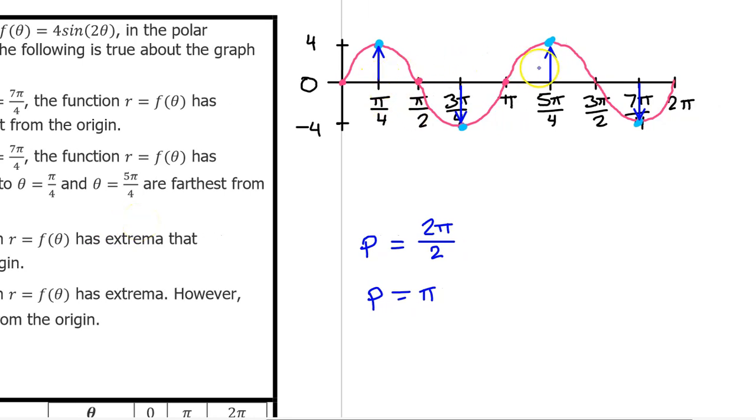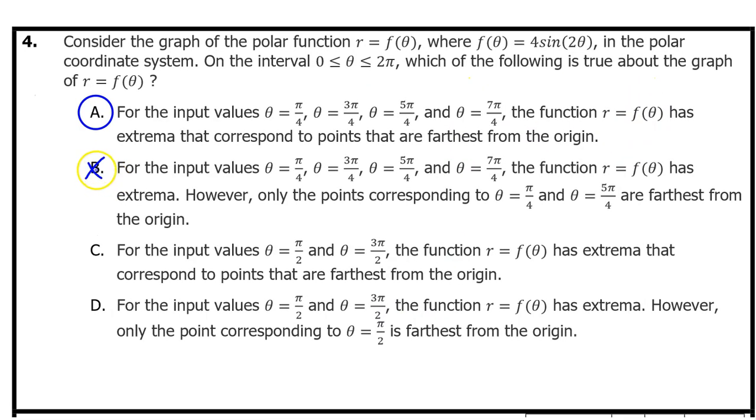At pi over 4 and 5 pi over 4, these points are 4 away from the origin. But also at 3 pi over 4 and 7 pi over 4. It doesn't matter that these are negative r values. The distance from the origin is still 4. That's why option B is incorrect.